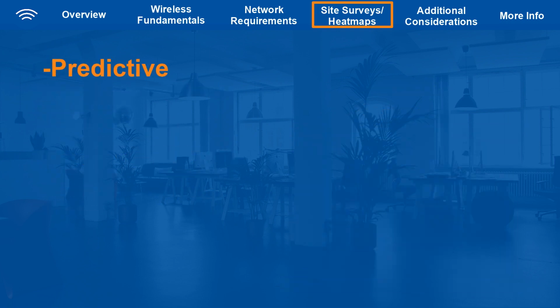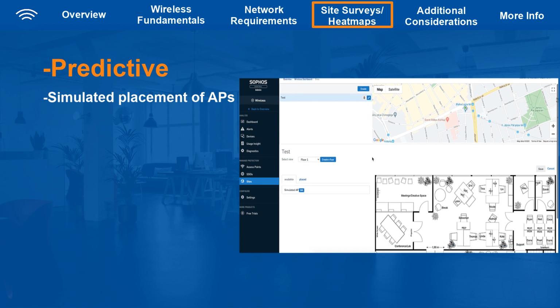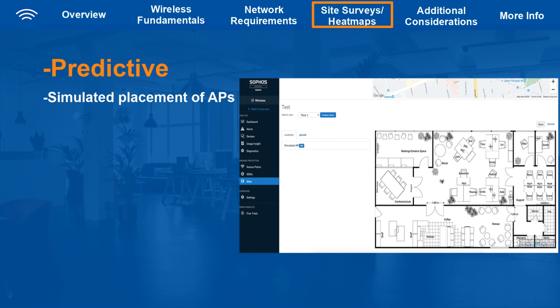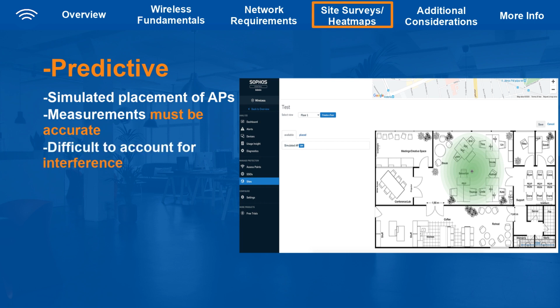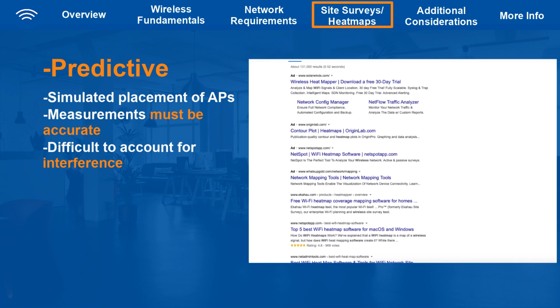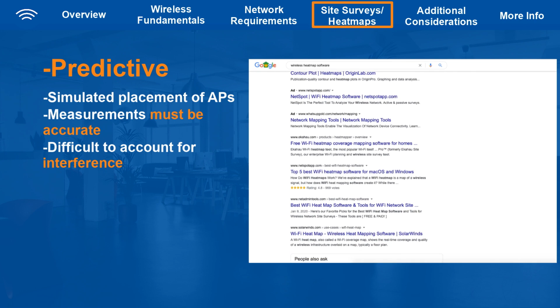Predictive site surveys are simulated site surveys. For example, in Sophos Central Wi-Fi, you can upload an image of a to-scale floor diagram and place simulated access points to predict placement. Since you input an exact distance scale, this can show a good representation of access point range on your site. You can use many tools to do this, but remember, a simulation can really only show range. It can't really account for building materials and interference sometimes. All three types of surveys are useful, and there's tons of tools you can find online to perform site surveys.